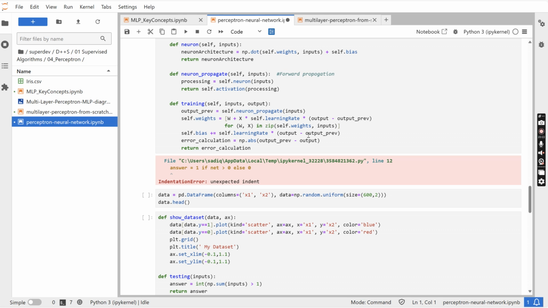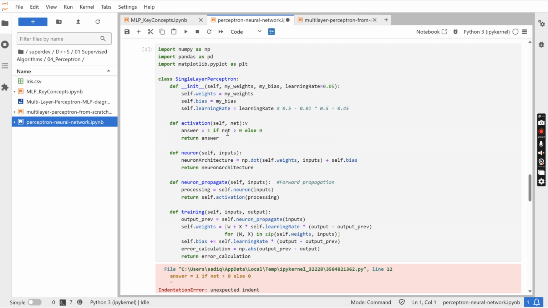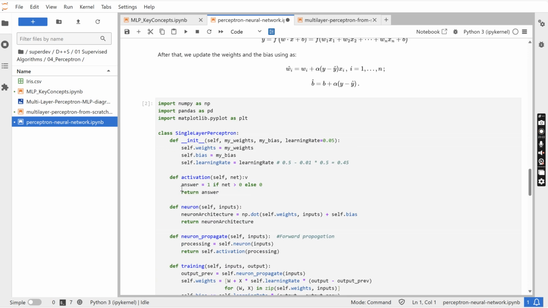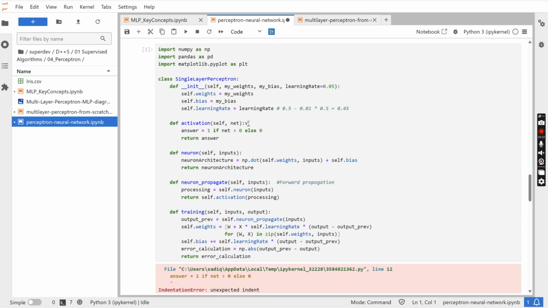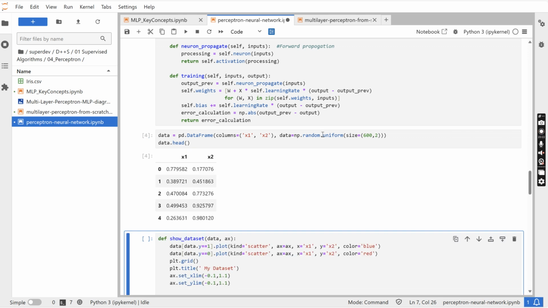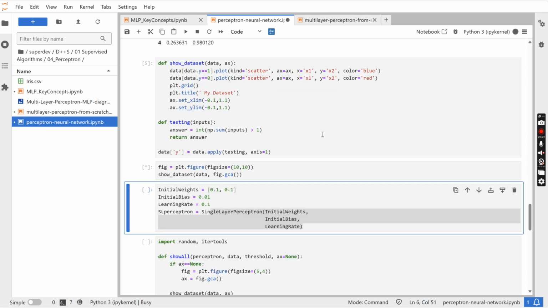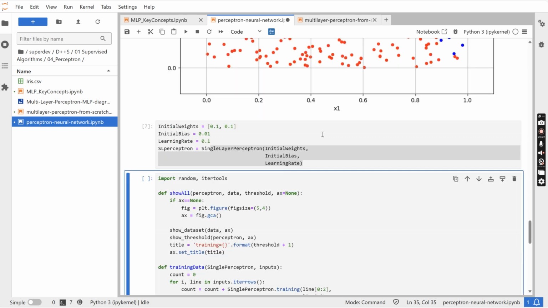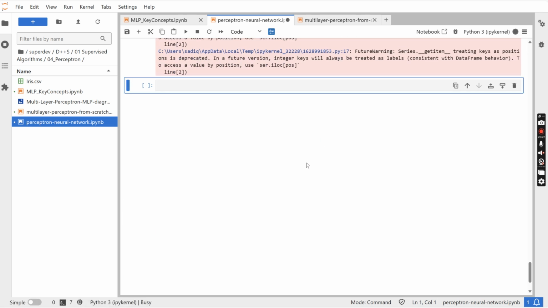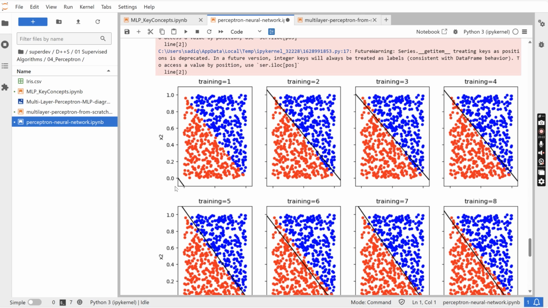Unintended. Did I modify something? Where is the unexpected indent? This one. Now you can see the black line.